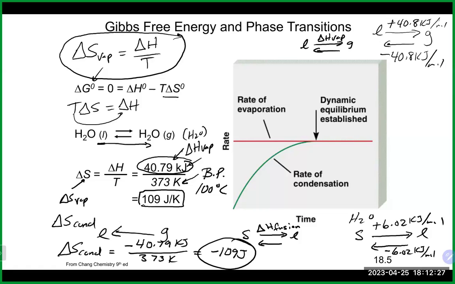So we can calculate, obviously, like we did here, the delta S of vaporization. We could also do the delta S of fusion as well, which would be that transition between solid and liquid. The only difference is, obviously, we would use the delta H of fusion rather than vaporization for that transition. Any questions on that there?